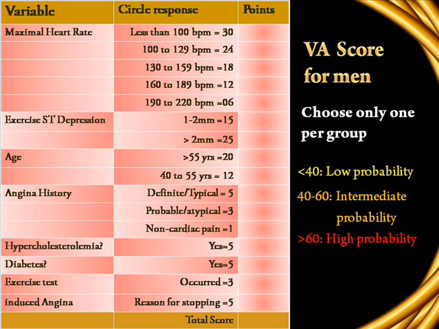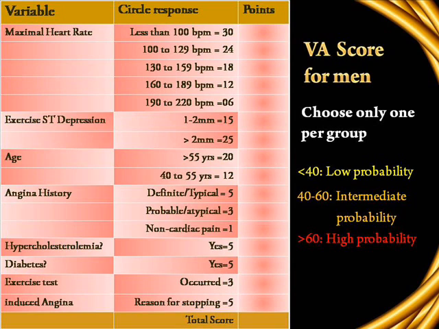So, for the second category, exercise testing, if there is 1 to 2 millimeters exercise ST depression, 15 points are given. More than 2 millimeters, 25 points. Less than 1 millimeter, 0 points. Age more than 55, 20 points. 40 to 55, 12 points. Less than 40, 0 points. Anginal history, typical angina, 5 points. Atypical probable angina, 3 points. Non-anginal cardiac pain, 1 point. No pain, 0 points. Hypercholesterolemia, yes 5, no 0.